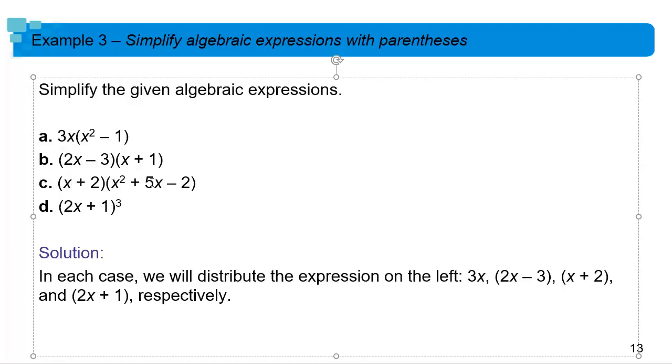X cubed plus 5x squared minus 2x. Then move on to the second term, distribute it through. 2x squared plus 10x minus 4. And then you combine like terms.